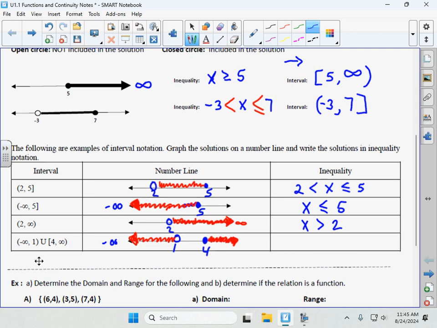So what we're going to do is look at the left shading first. That says x is less than 1. Then we're going to put the word OR. And then the second shading from 4 to infinity is going to be x is greater than or equal to 4. So x is less than 1 or x is greater than or equal to 4.